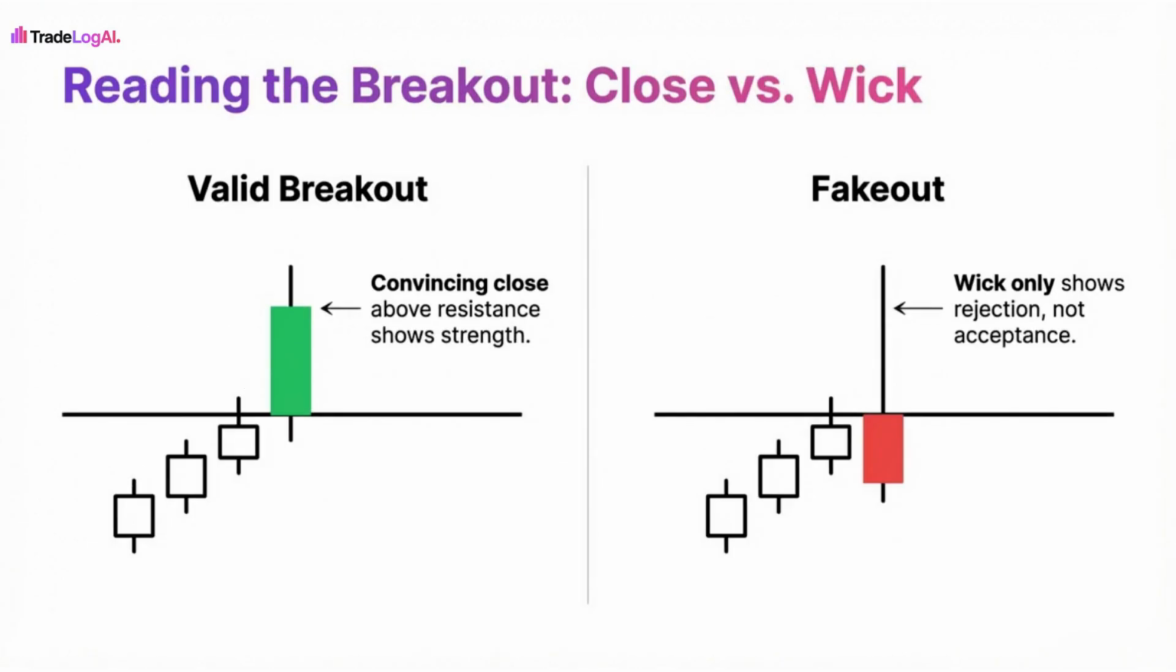This slide is the clean separator. A valid breakout closes convincingly above resistance, showing acceptance and strength. A fakeout often wicks above the level, but closes back under it, meaning rejection, not acceptance. If you can't get a real close, you don't have a breakout you can trust.